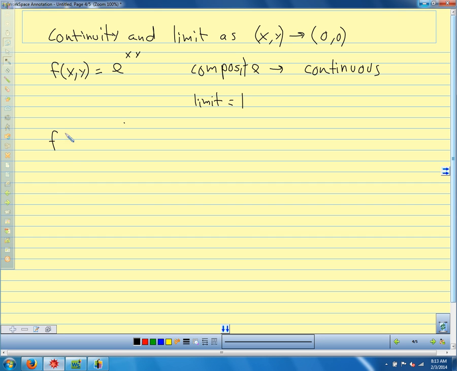How about f of xy equals x squared over x squared plus 1, y squared plus 1. So this is a rational function. Rational functions are going to be continuous where they're defined. Is this undefined anywhere? Is our denominator ever going to be 0? No, it's always going to be positive. So this is continuous.